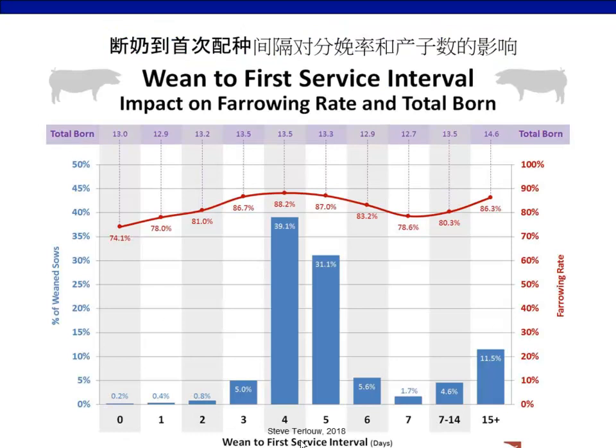We have much better odds, particularly in the U.S., if we've got day 3, day 4, day 5 females. These all tend to be very successful for farrowing rate and for our number of piglets.